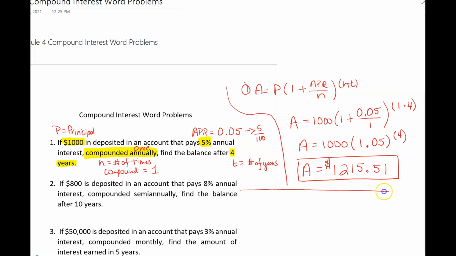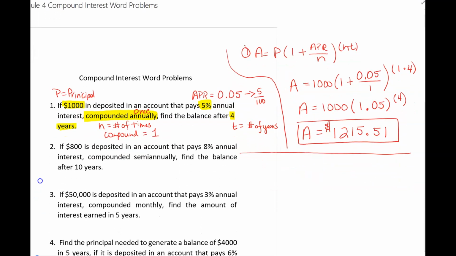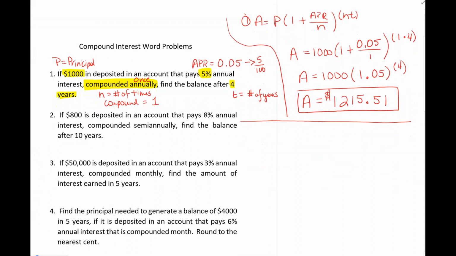All right, let's move on to number 2. Number 2 is very similar to number 1. Again, we're taking a lump sum of money, we're depositing into an account. The difference is that in number 2, it's compounded semi-annually, which means twice a year. So in number 2, n is actually going to equal 2.